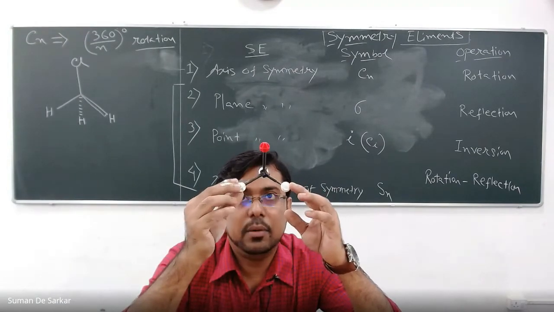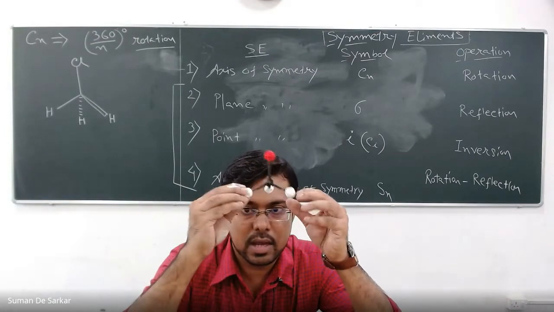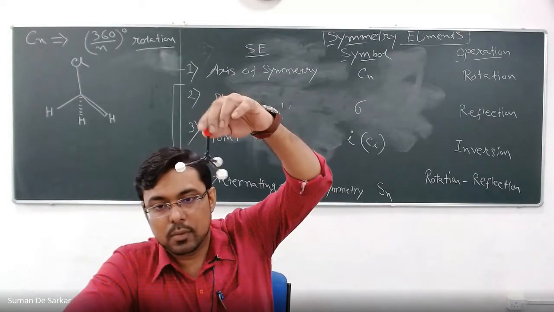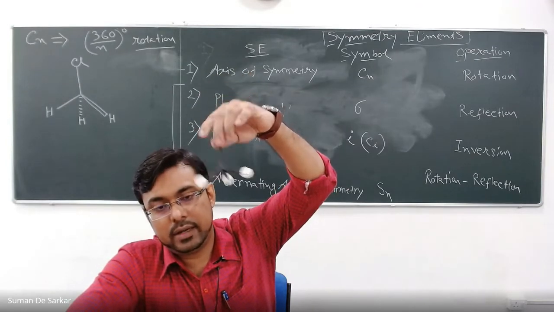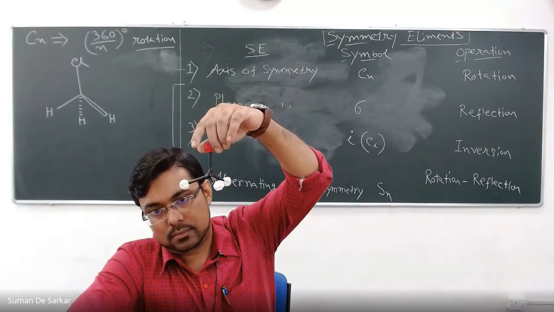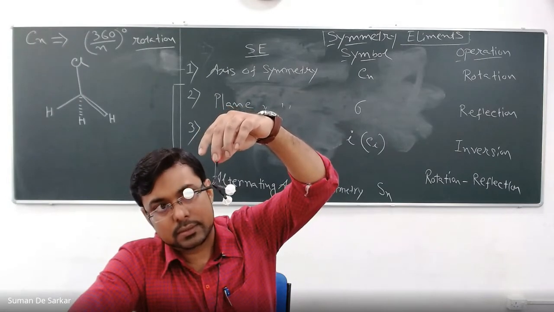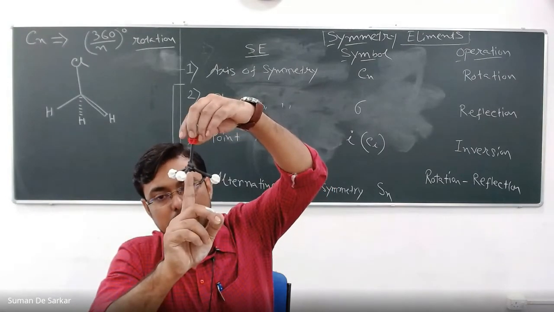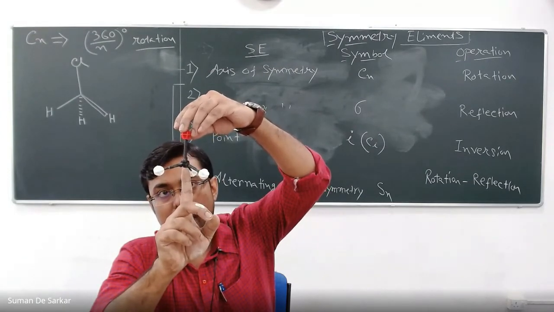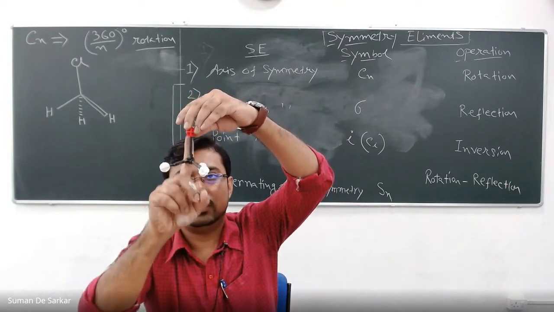If someone gives you this molecule and asks whether it has an axis of symmetry, what you have to do is find one axis, and then rotate the molecule around that axis. And you have to fix one initial point. Suppose this is the initial point. And let's suppose this is the axis here, going through this carbon-chlorine bond.